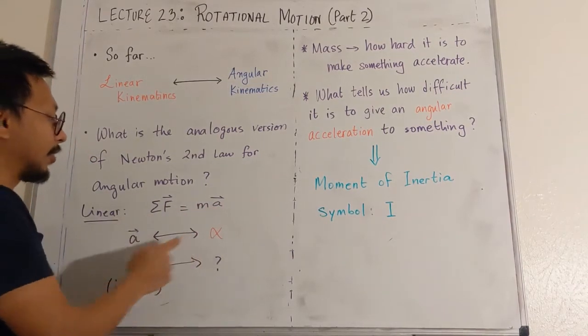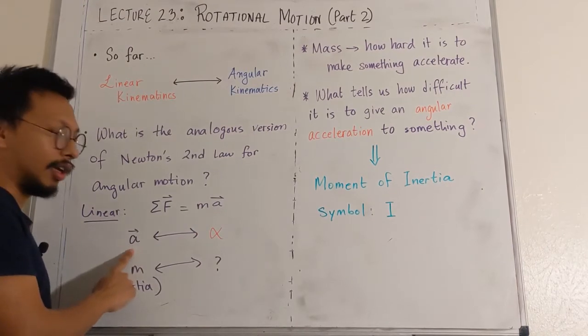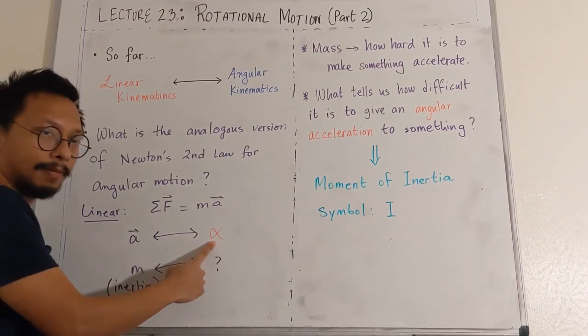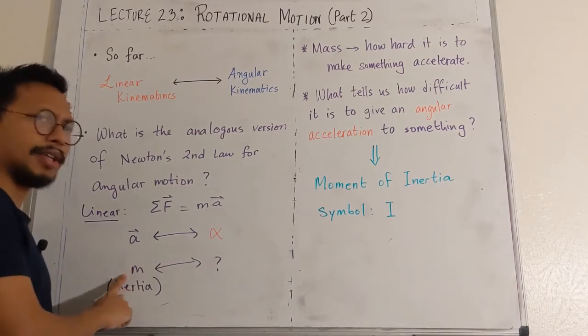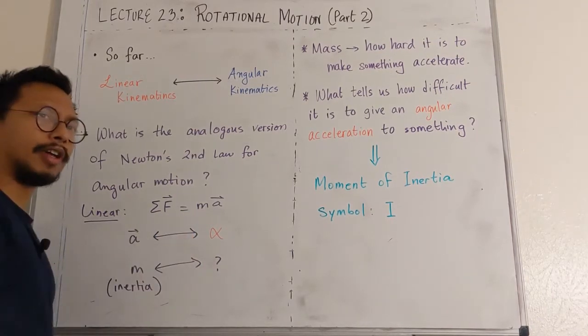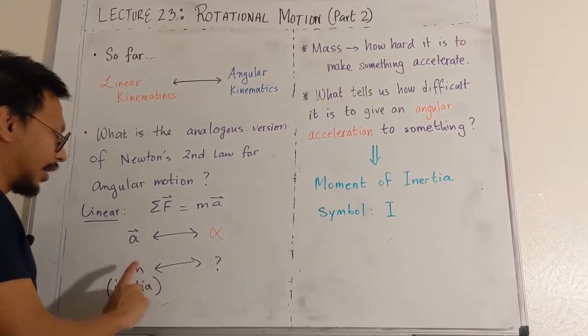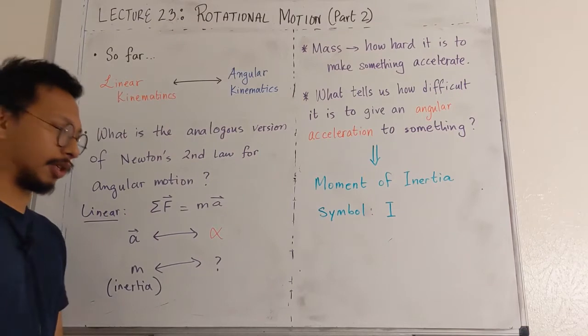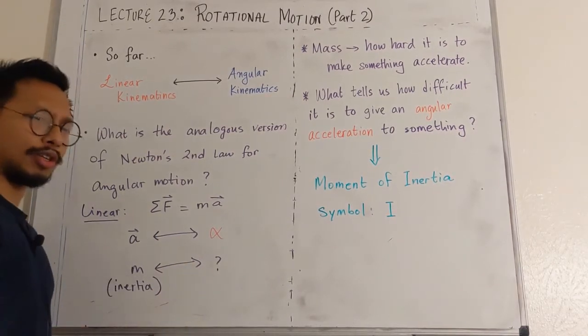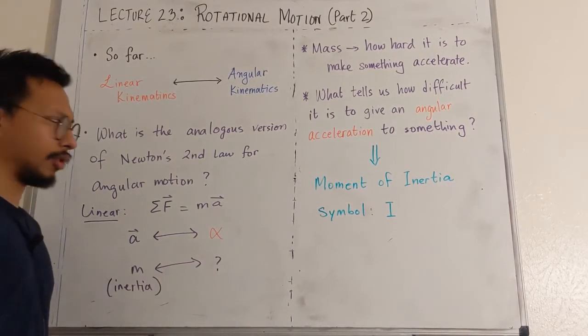the analog of F, m, and a for angular motion. Now we have already established the analog of a in angular kinematics is alpha, the angular acceleration. But what about mass? Mass of a system defined Newton's second law, and mass was defined to be the inertia of the object. What is the similar quantity for angular motion?